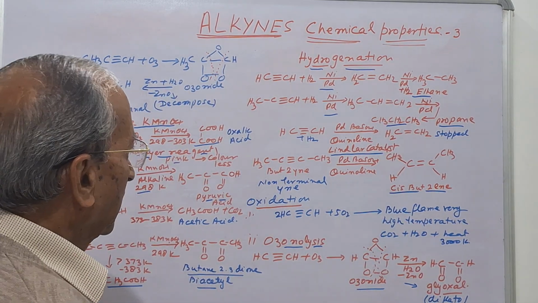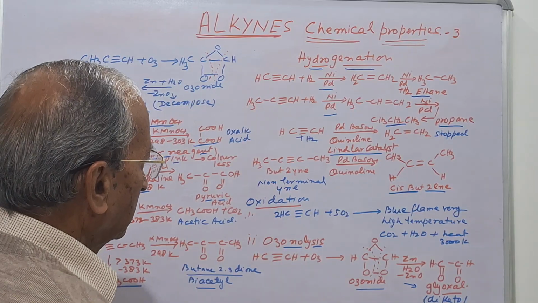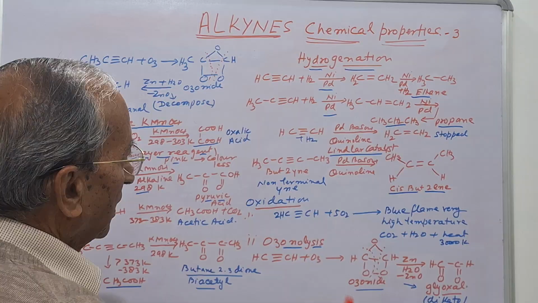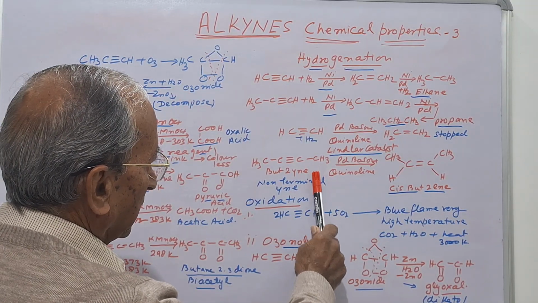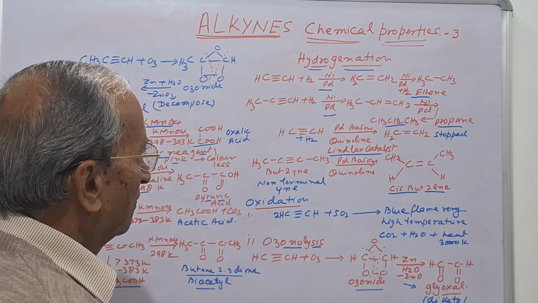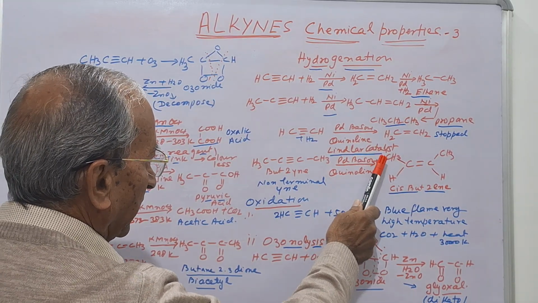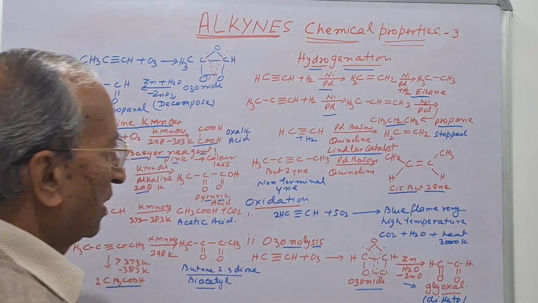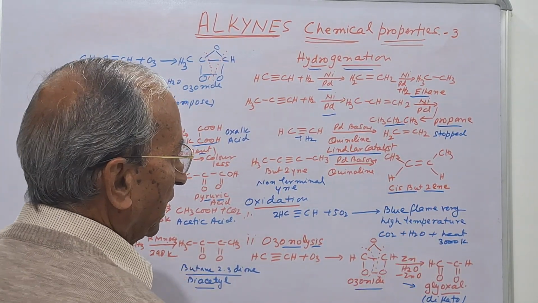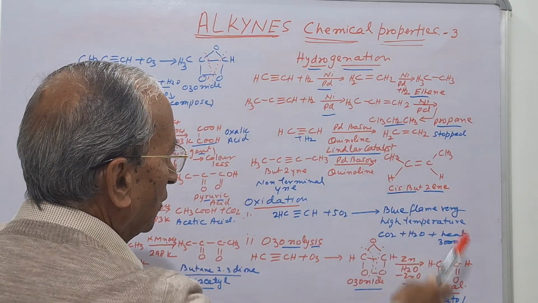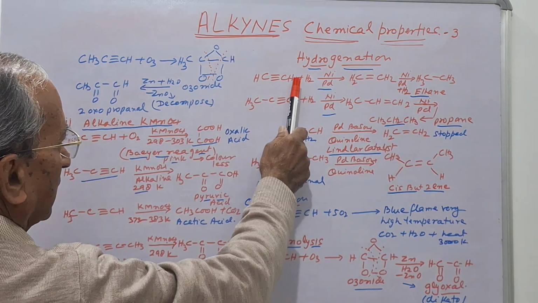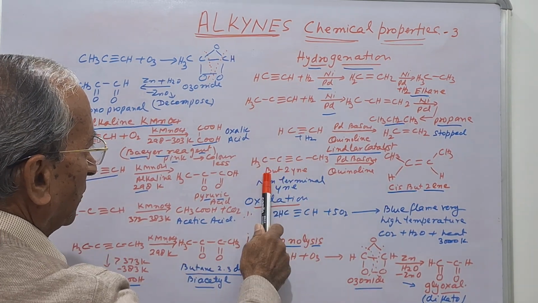Now, if we take an example of a non-terminal yne, that is but-2-yne, when hydrogenation takes place in the presence of the Lindlar catalyst, that is palladium barium sulfate in the presence of quinoline, we find that it forms cis-but-2-ene, that is the cis form of but-2-ene. So this is the hydrogenation of ethyne, propyne and but-2-yne.